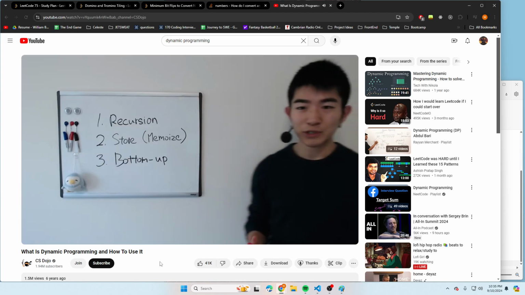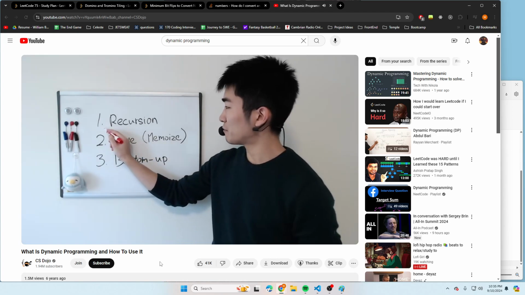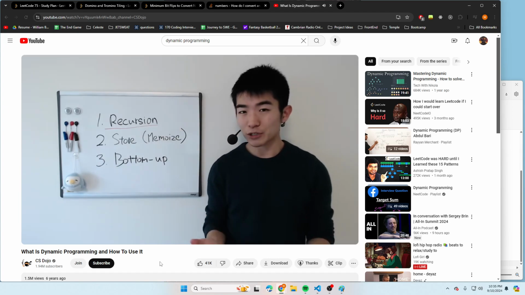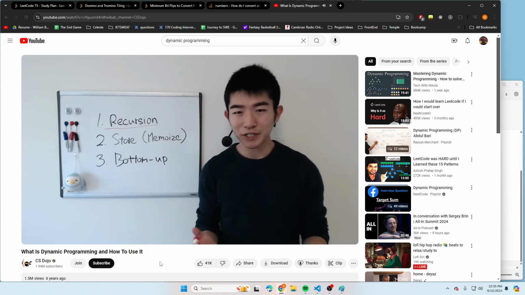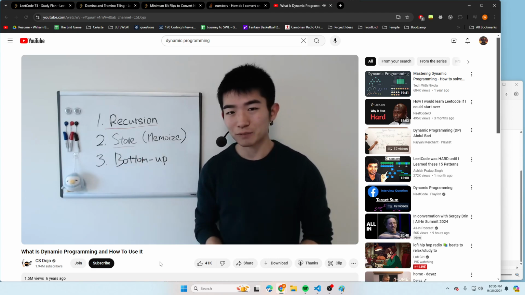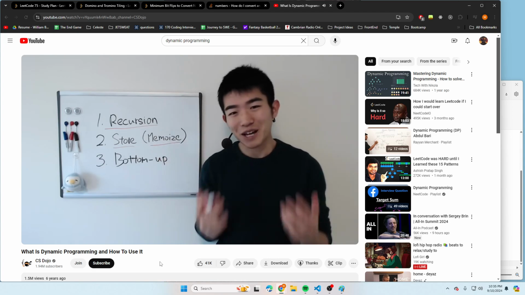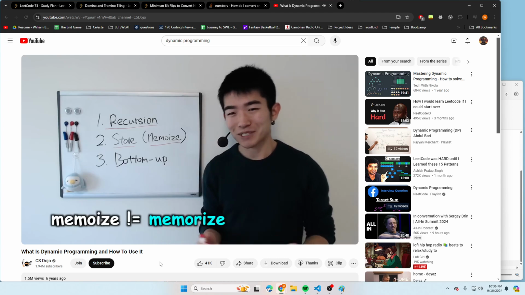If you want to solve a problem using dynamic programming, there are typically 3 steps you can take. The first step is to come up with a recursive solution to your problem. And then in your recursive solution, if you notice that there are a lot of repeated computations, you can then store some of the intermediate results so that you don't have to repeat those computations. This process is also called memoization or memoize, and this is not to be confused with memorize. And I've made that mistake before too.